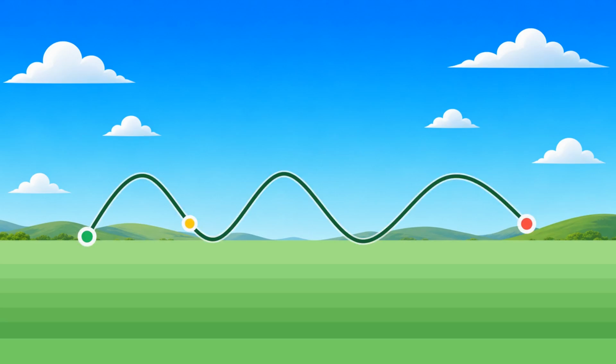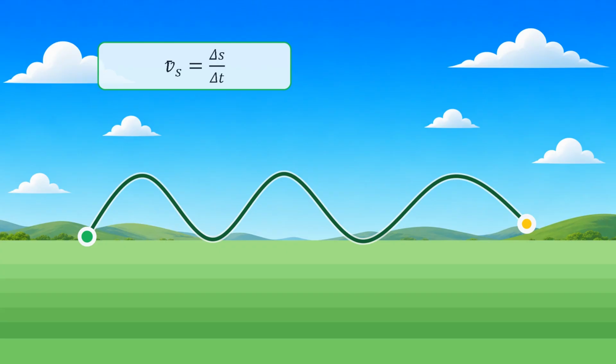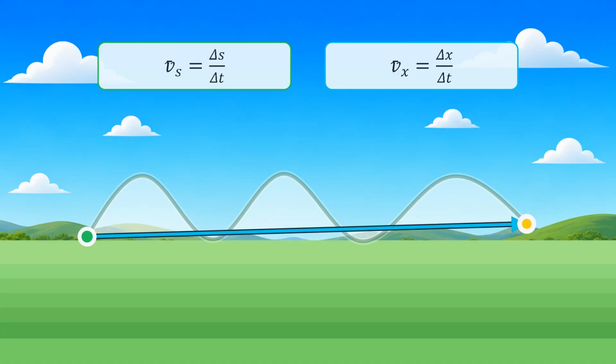Average speed and average velocity describe the same trip in two different ways. Average speed uses distance. It equals delta s divided by delta t. Average velocity uses displacement. It equals delta x divided by delta t. The formulas look similar because both compare a change in space with the same elapsed time. The difference is in the numerator.